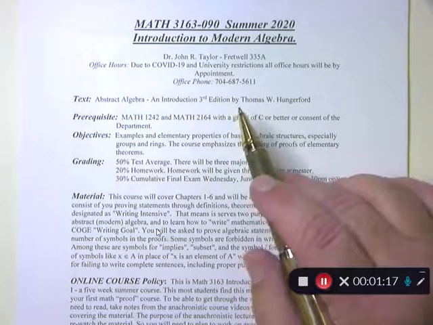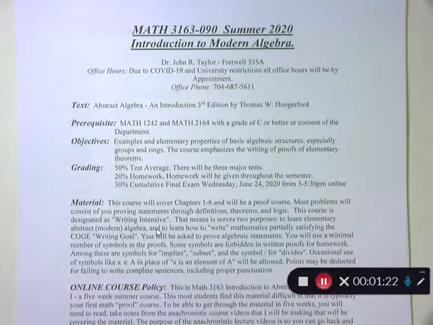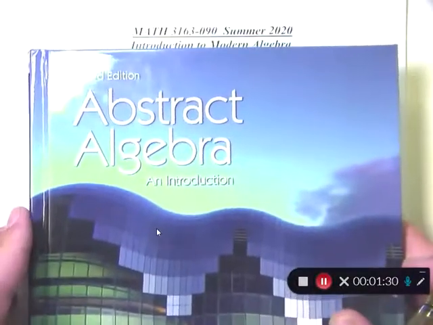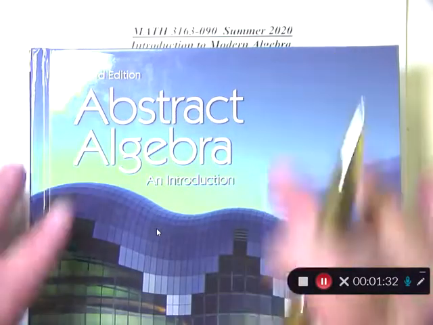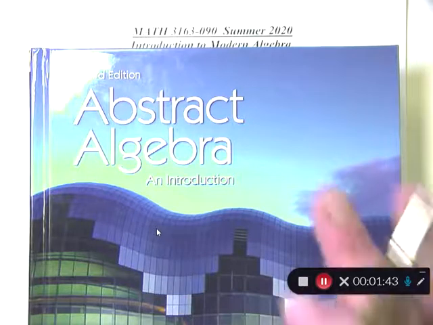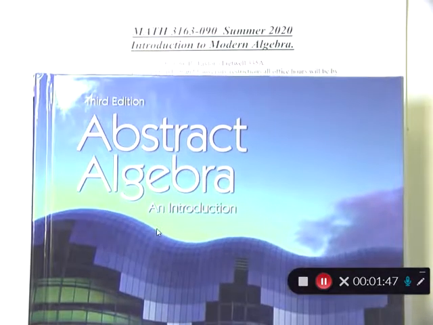Now, most important is the textbook we'll be using. We're using Abstract Algebra by Hungerford, the 3rd edition, and this is what the textbook looks like. It's an absolutely outstanding textbook for introducing the concept of abstract algebra. This is abstract or modern algebra; those words are typically interchangeable. This book is very readable, and let me explain why.